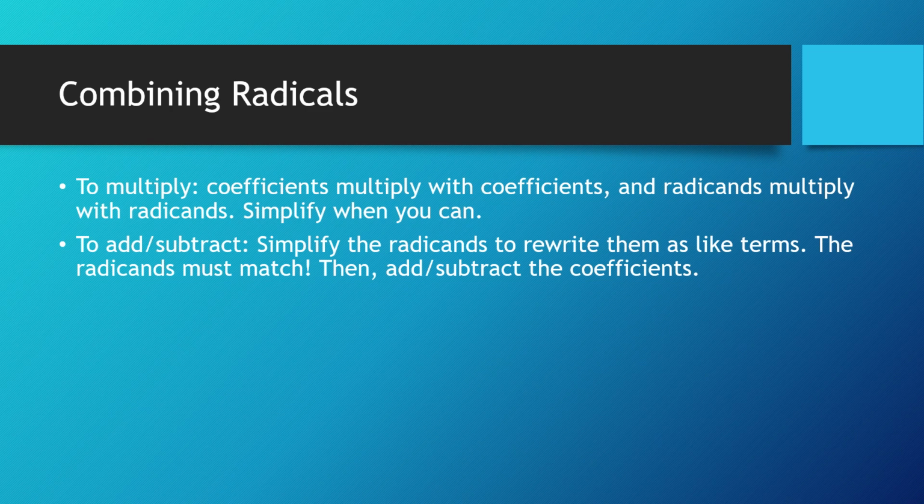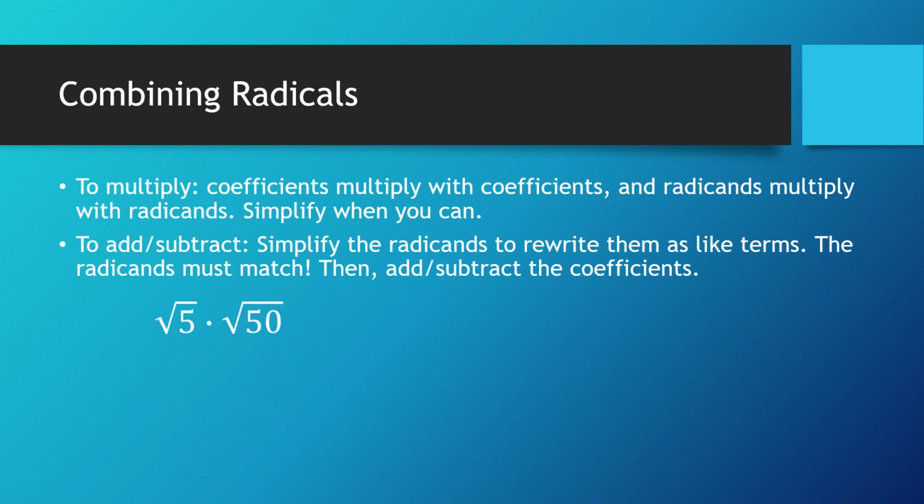When I combine radicals, that's when I'm doing an operation on a radical, and there are two different ways we can do that. We can multiply, which means that we multiply coefficients with coefficients, so your outsides with outsides, and then we multiply radicands with radicands, insides with insides. And you should always simplify when you can. Let's do an example of just that first.